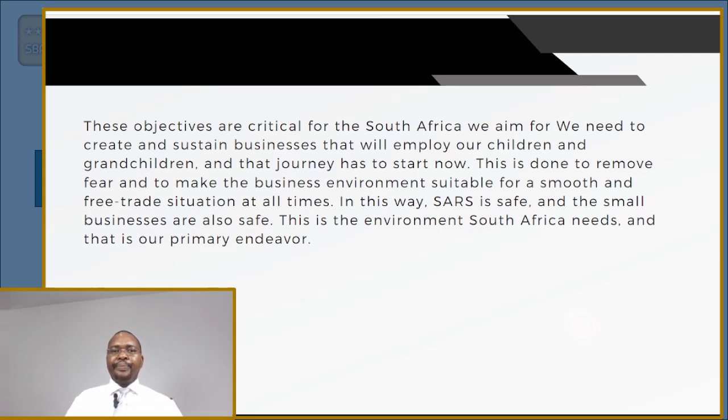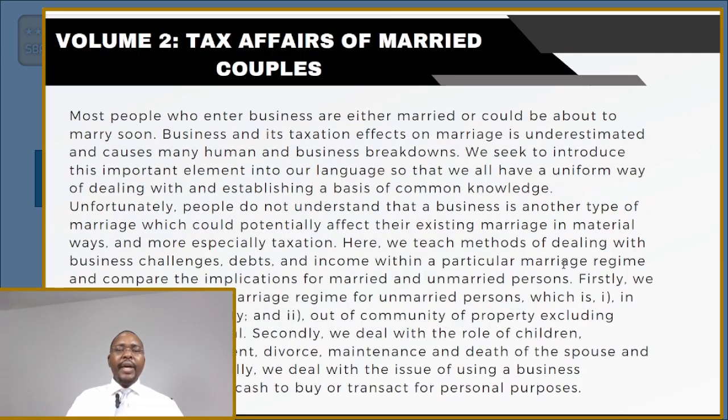Let us go to volume 2 now. In volume 2, we're talking about tax affairs of married couples. I think what is important and what we need to understand is that a lot of people are either married or they are about to get married soon. That one is the fact. People are married or they are going to get married soon. Well, it depends on whether you are already in business or you are not in business.